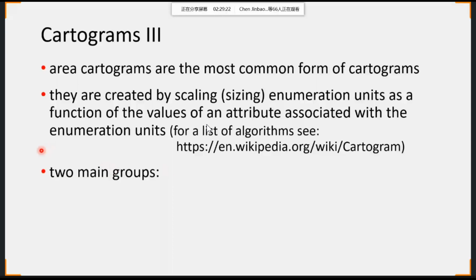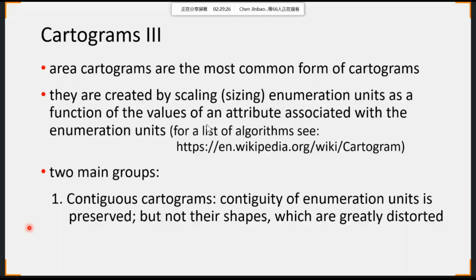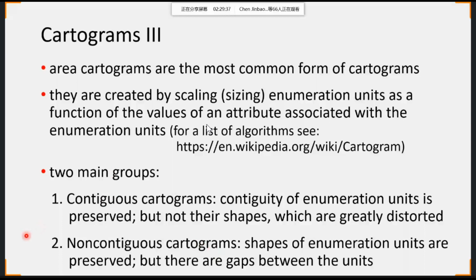There are two main groups. The first one are contiguous cartograms. Here, contiguity of enumeration units is preserved, but not their shapes, which are greatly distorted. And the second are the non-contiguous cartograms. Here, shapes of enumeration units are preserved, but there are gaps between the units. So you cannot have both. You cannot have contiguity and preservation of shape at the same time. So one time you have preservation of the contiguity, and one time you have the preservation of the shape.